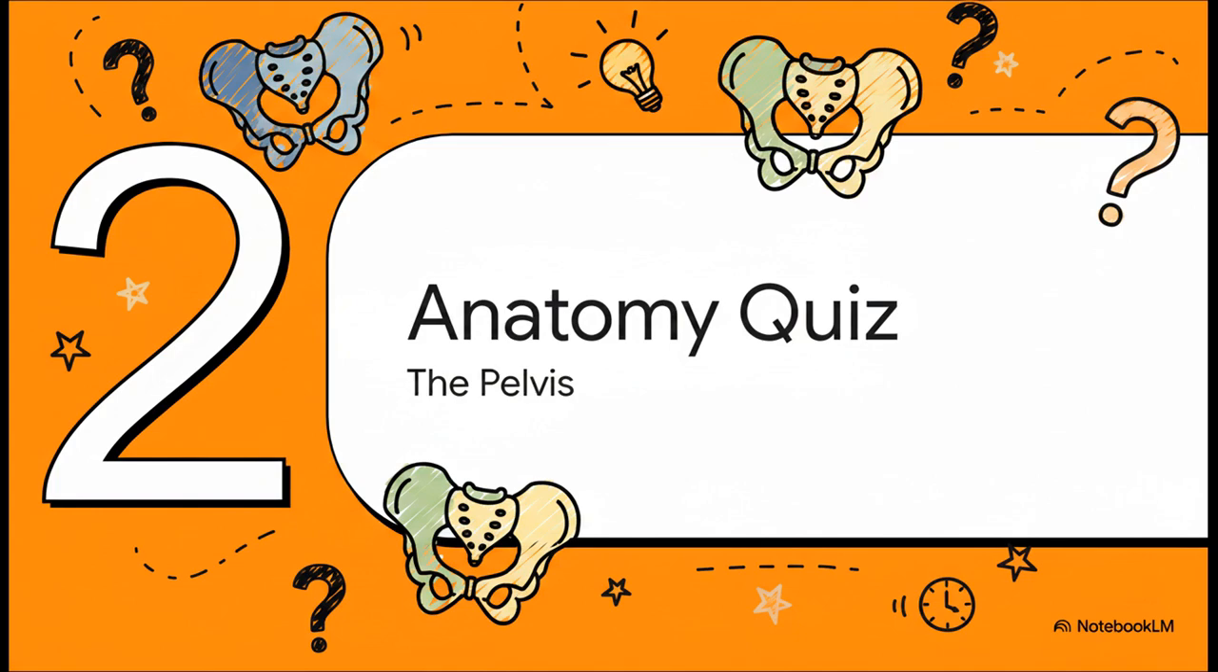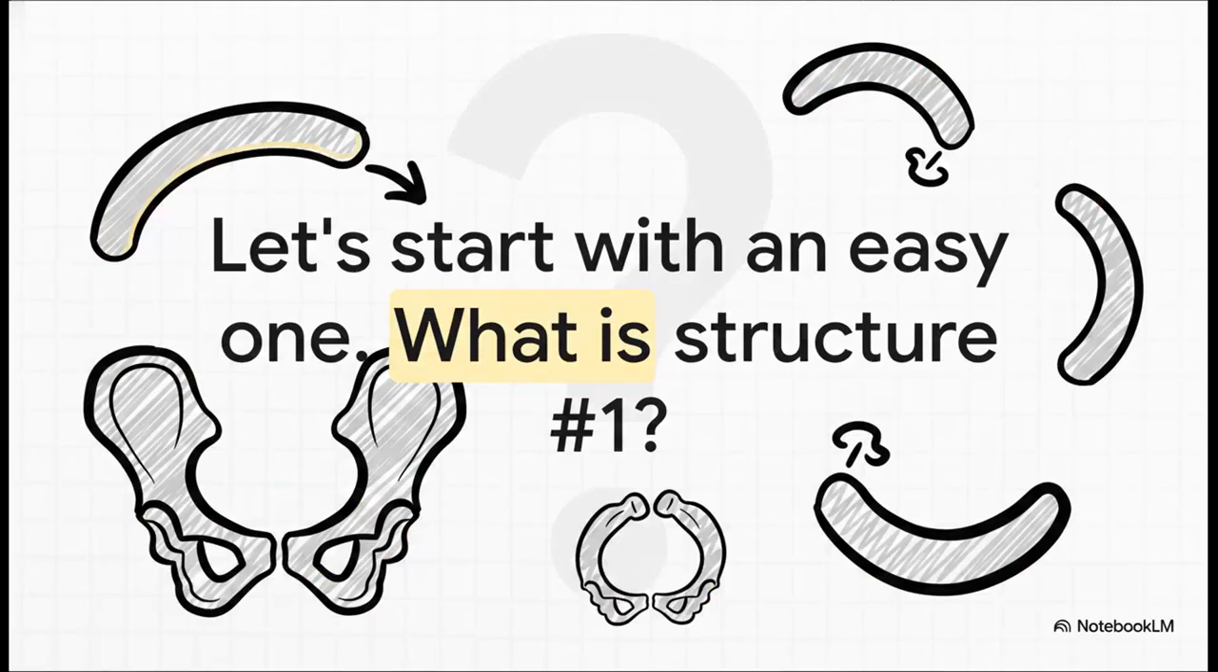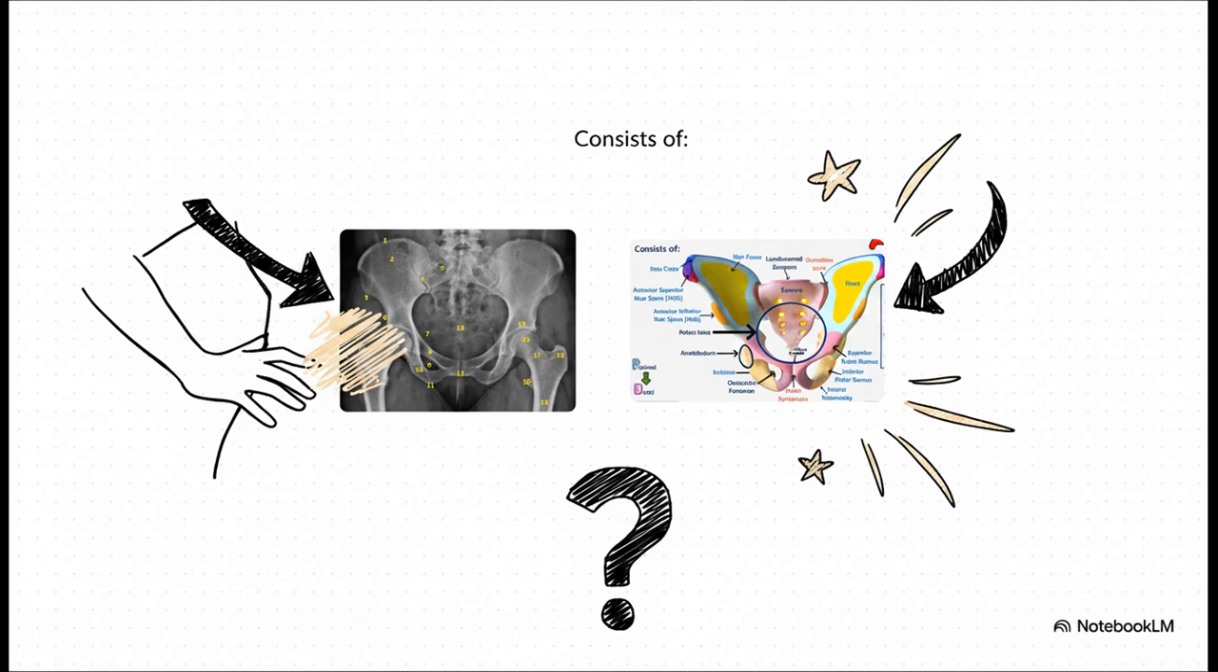Let's get started. Let's kick things off at the very top, with what I think is a pretty easy one. Take a look at the structure labeled with the number 1. See how it forms that big, curved upper border of the hip bone? What do you think that is? I'll give you a second. And the answer is the iliac crest.